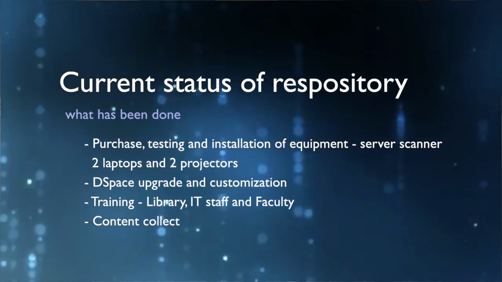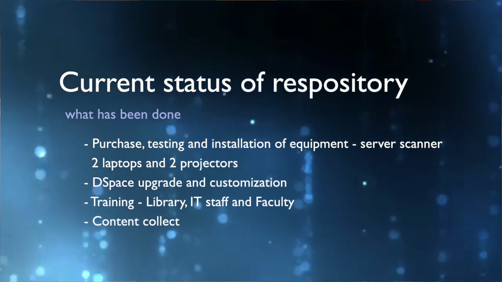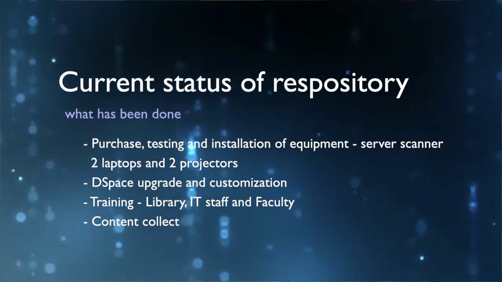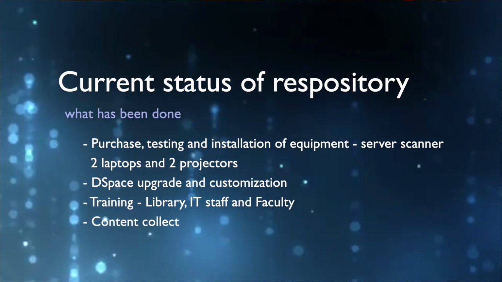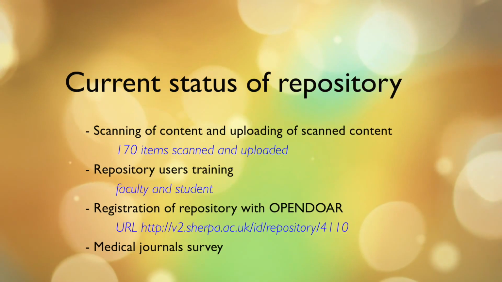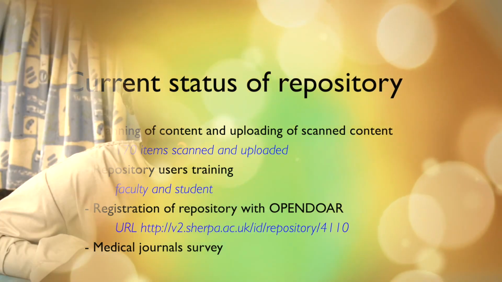The current status of the repository, what has been done? We have purchased equipment, tested and installed, server, scanner. We purchased 2 laptops and 2 projectors, and they have been assisting us in training our users. DSpace upgrade and customization is what has been done, training of staff, and then content collection. We have 170 items scanned and uploaded.